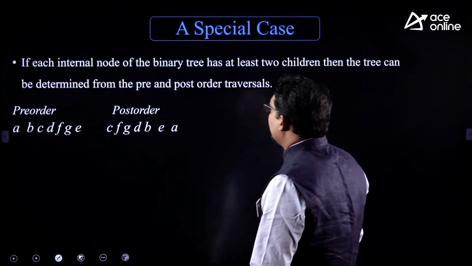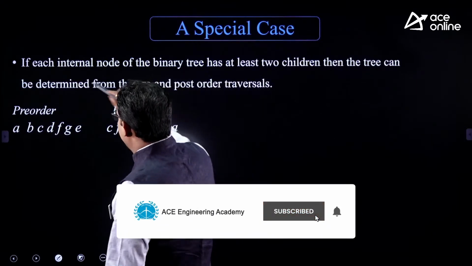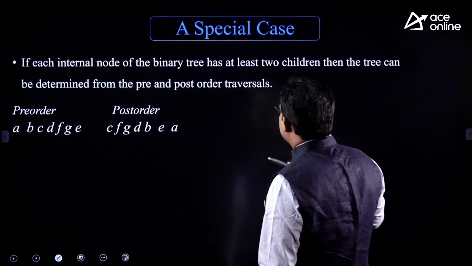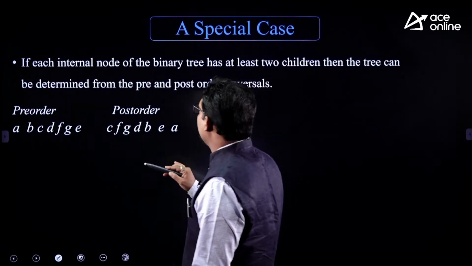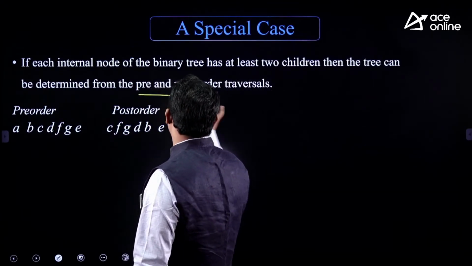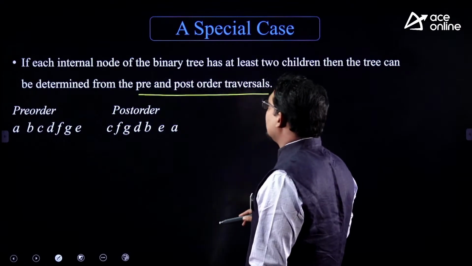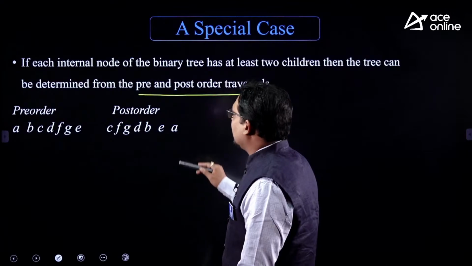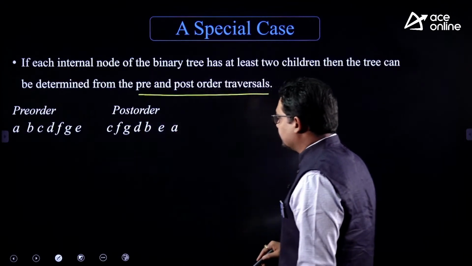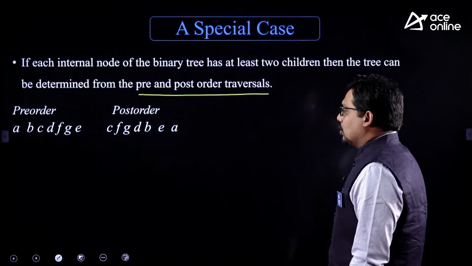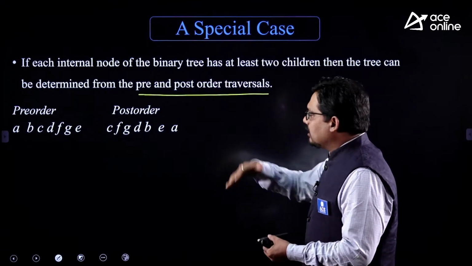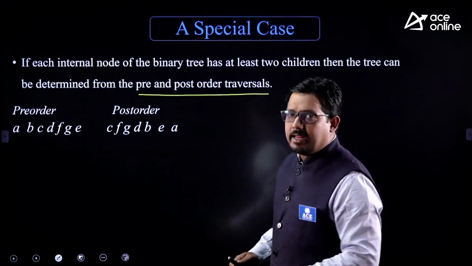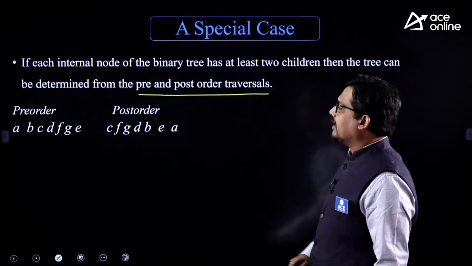If each internal node has at least 2 children, then the tree can be determined from the pre-order and post-order traversals. How? I'll explain this, and then I'll show the same thing in animation form.